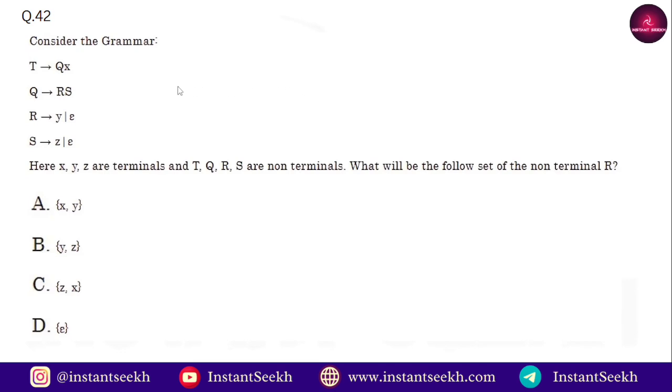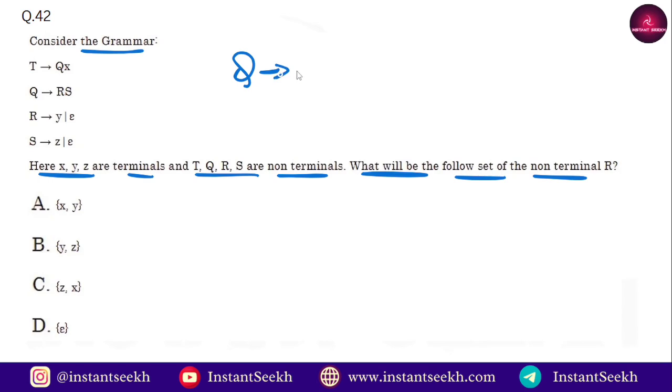The grammar is given here. Consider the grammar. Here X, Y, Z are terminals and T, Q, R, S are non-terminals. What will be the following set of non-terminal R? So these rules are given. First of all, identify rules that are involving R. So in QRS, R appears before S, and we need to determine what follows S. So determine the follow set. Let's check for Q.